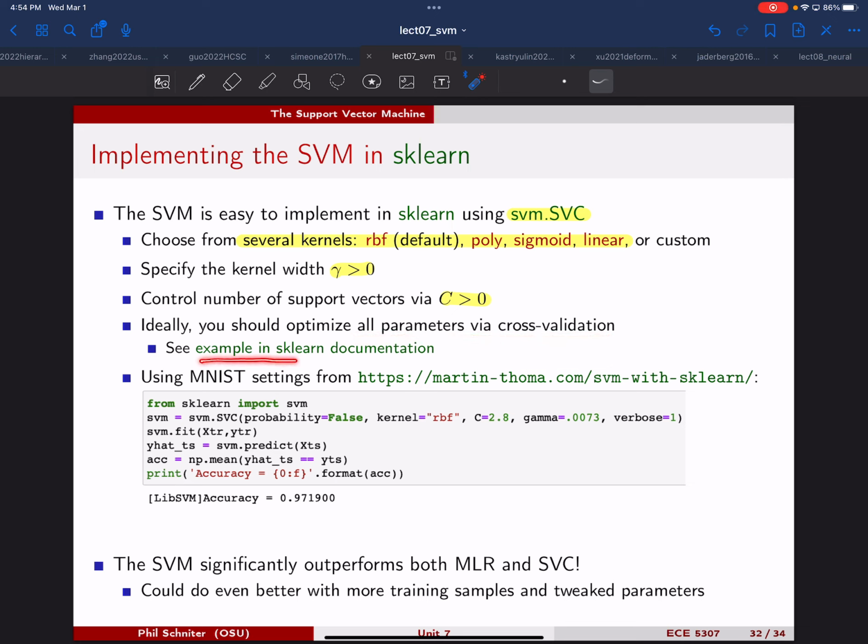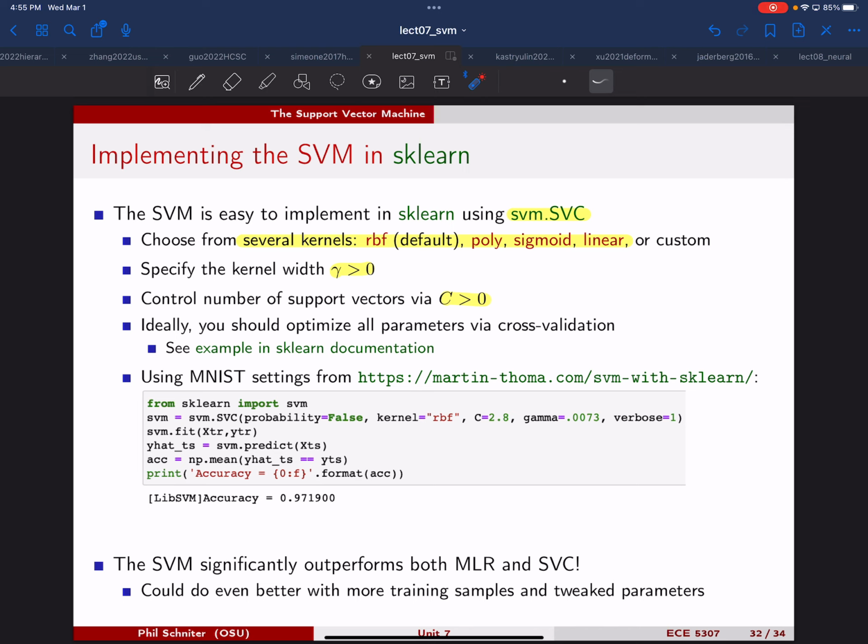There's a nice example in the sklearn documentation you can click on if you want. For MNIST, this is a pretty popular data set, pretty popular technique, so people have figured out what are the values of C and gamma that work best. So on this website, this guy is suggesting C of 2.8, gamma of 0.0073. We run this on MNIST, and we get an accuracy of 97%. So we went from 90.7 to 97, right? Huge jump in accuracy. So this is only using 10,000 samples. It's not using the full data set for training. We could do even better.